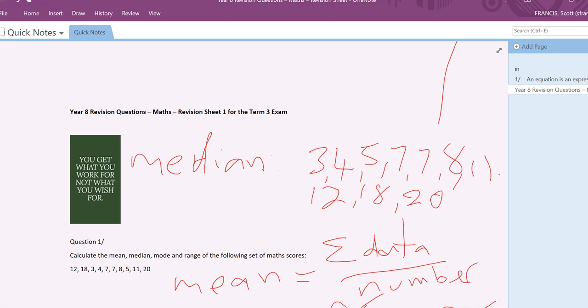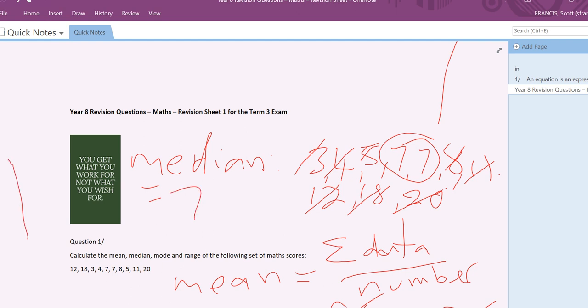Now let's just make sure I've got 10. 1, 2, 3, 4, 5, 6, 7, 8, 9, 10. So the 10's there. Now to do this, we just count in from the outside. We're looking for the middle value when they're all in order. So we just count our way in, and our two numbers there are 7 and 7. If we've got two numbers in the middle, we add them up and divide by 2. In this case, 7 plus 7 is 14 divided by 2. So the median is going to equal 7.